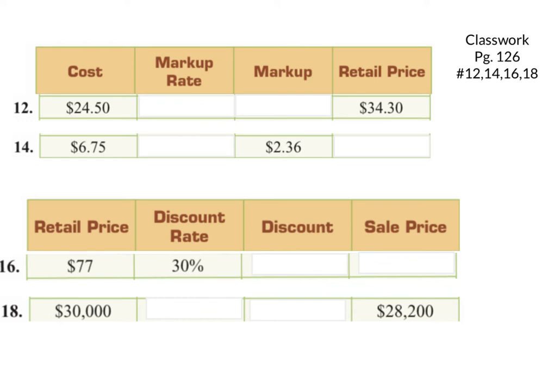For discounts, here they gave you the retail price and the discount rate. They want to know how many dollars they took off of it and what the final sale price was. Here they gave you the retail and the sale price. They want to know how many dollars they took off and the percent rate it was off. So try all four of those.